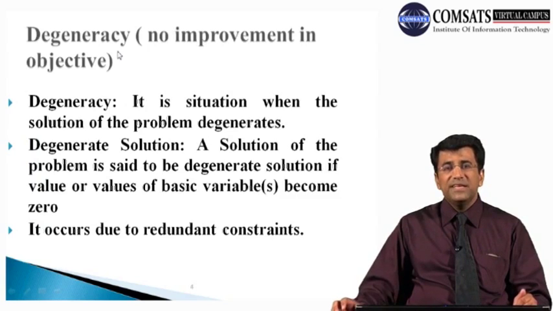Degeneracy basically refers to no improvement in the objective. Now what is meant by no improvement in the objective? Again, this is a sort of situation when we are formulating and reformulating the different tables again and again by using either method, that may be the big M method or that may be the two-phase method, but even then we are not able to find any improvement in our objective function.